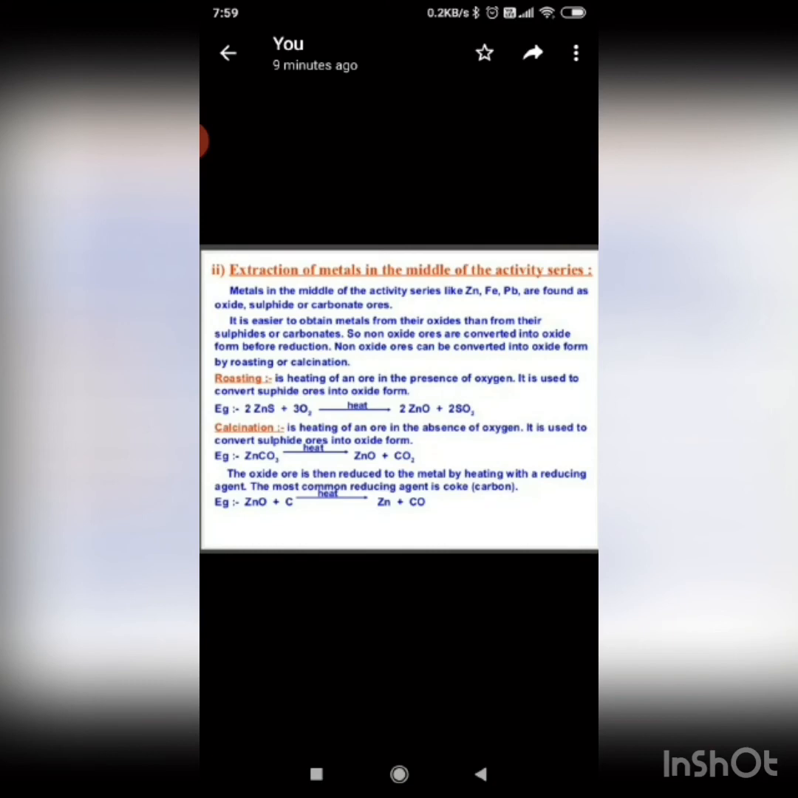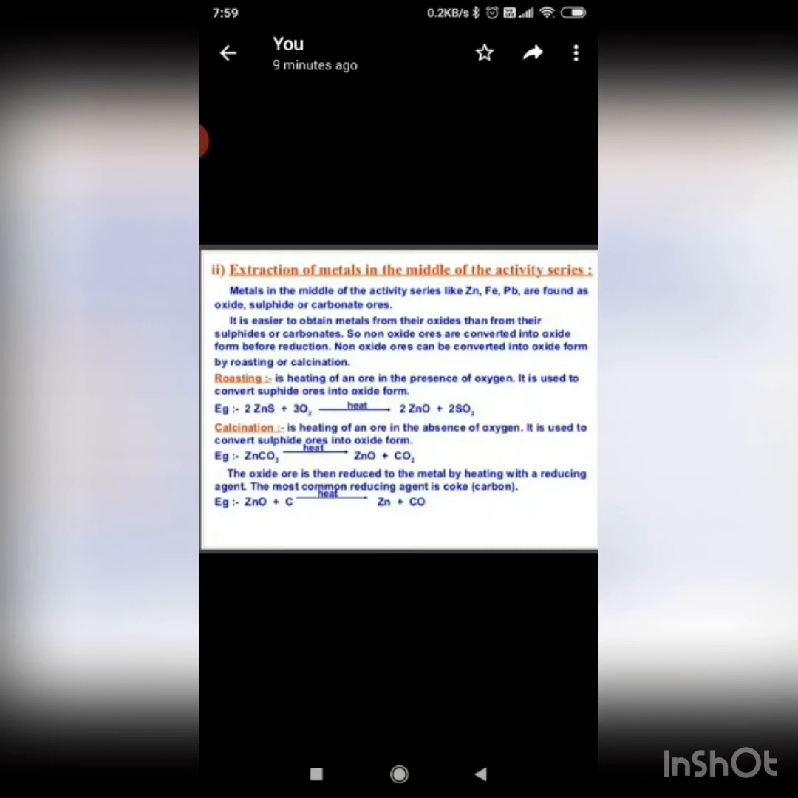Carbonate or sulfide ores of metals are first converted into their respective oxides, and then the oxides are reduced to the respective metals. So let's start with the extraction of zinc. Zinc blende, zinc spar or calamine are some ores of zinc. Zinc blende is roasted to be converted into zinc oxide. Zinc spar is put under calcination to be converted into zinc oxide.